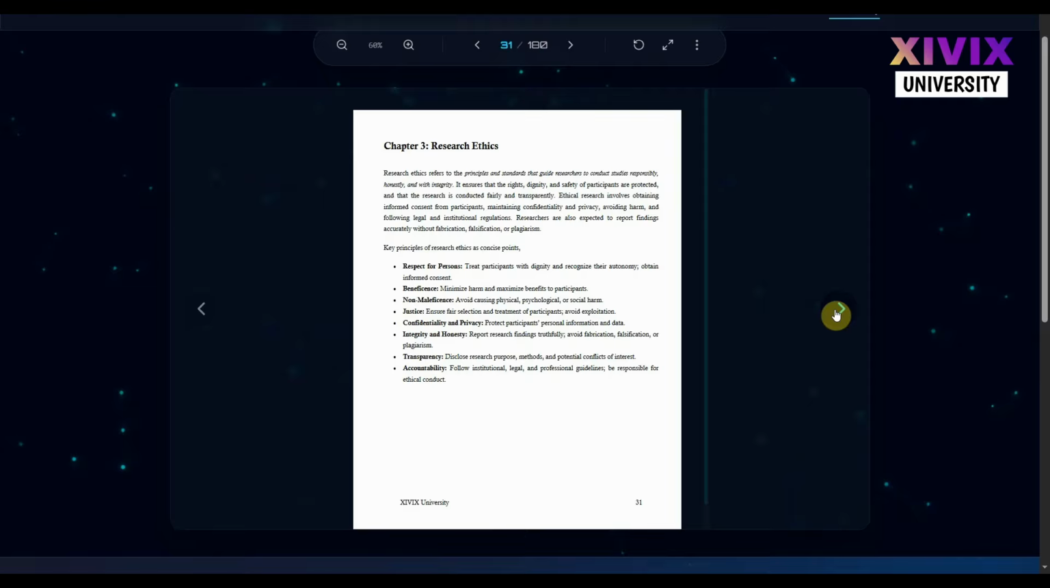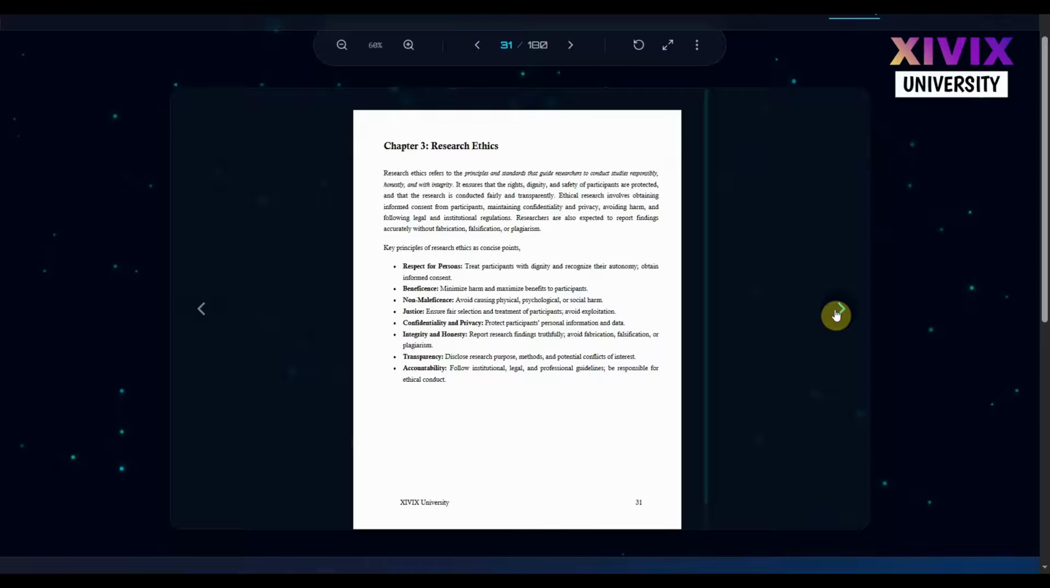And this is just the part where you obtain the informed consent. The next one is beneficence, where you try to minimize harm and maximize benefits to the participants. The next one is non-maleficence, so it basically refers to the practices or the actions that you take in order to avoid causing physical, psychological, or social harm. The justice for ensuring fair selection and treatment of participants.